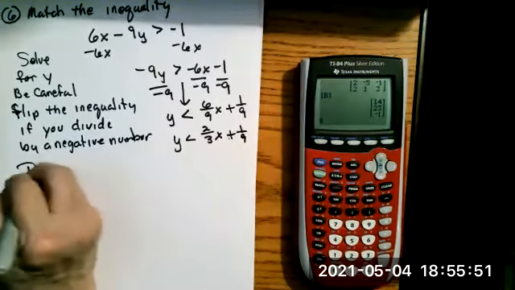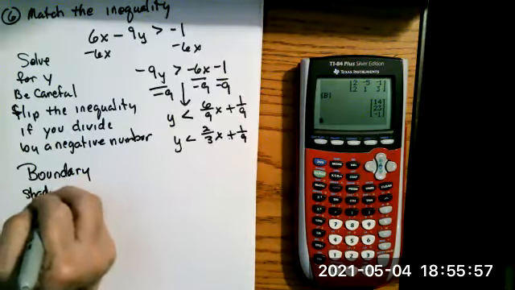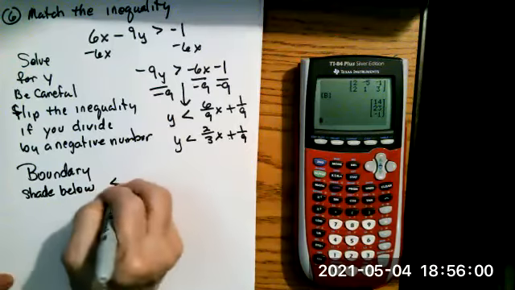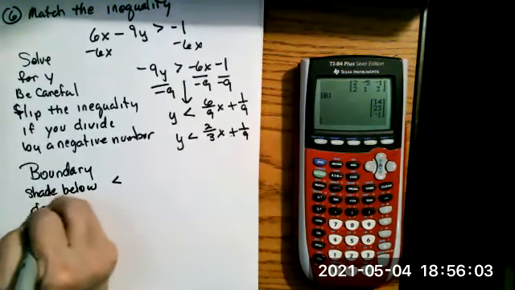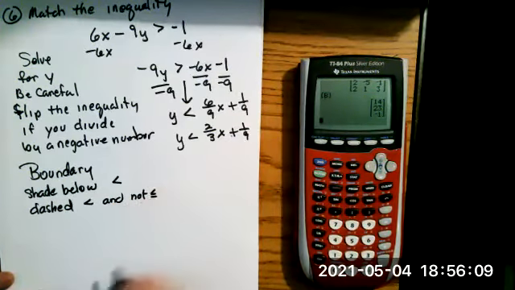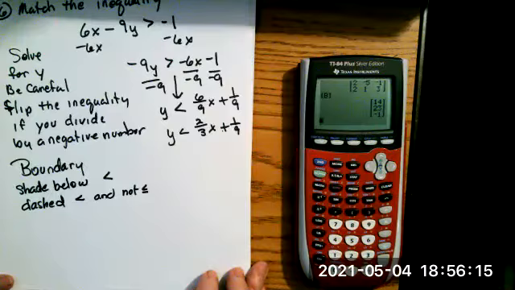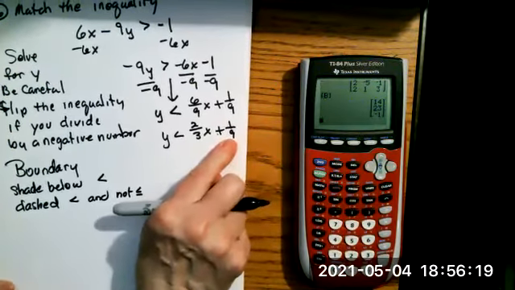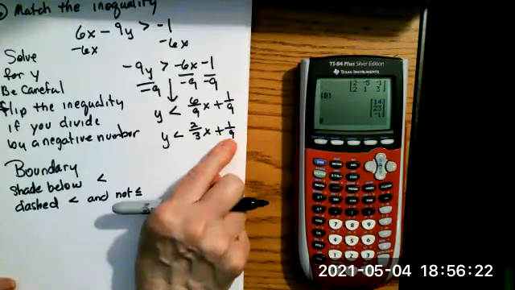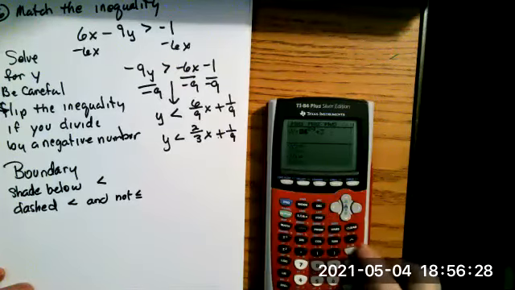Now I need to reduce my 6/9 to 2/3. Okay, now then I want to do the boundary. I know that my boundary is shade below because it's less than. And I know that it's dashed because it's less than and not less than or equal to. So it's dashed. All I have to do is figure out where that is. And since this is a fraction, you're better off to probably just graph it and get a picture of it, because they're interested in you shading it, not necessarily that you have the line right.